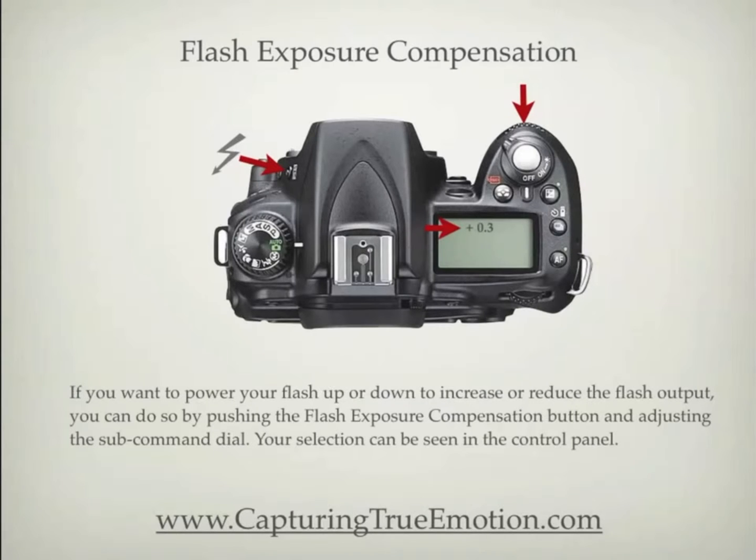If you want to power your flash up or down to increase or reduce the flash output, you can do so by pushing the flash exposure compensation button and adjusting the sub-command dial. Your selection can be seen in the control panel.